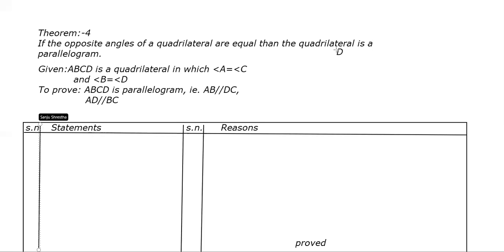Okay, next, if opposite angles of the quadrilateral are equal, then it is a parallelogram. Before, we proved if opposite sides are equal, then parallelogram. Now here, if opposite angles are equal, then parallelogram.